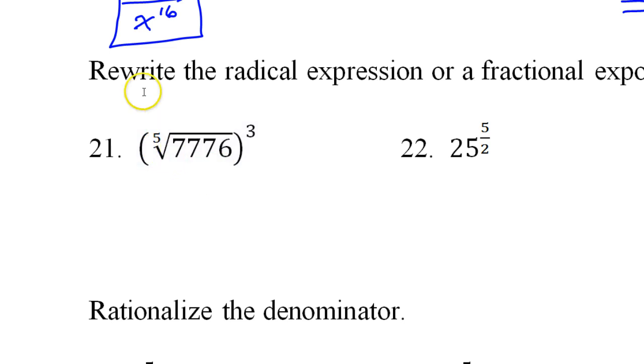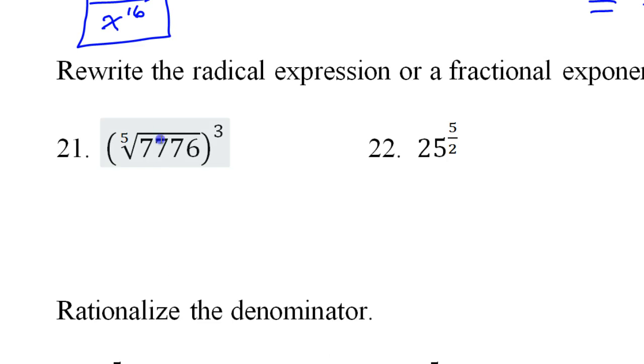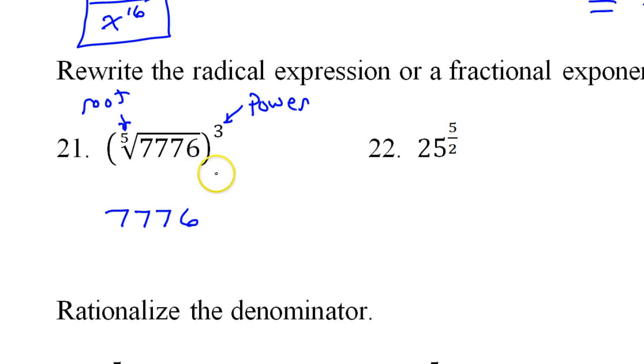Okay, so we're supposed to rewrite the radical expression as a fractional exponent and then evaluate. Well, if I rewrite this radical expression, then in terms of power and root, 3 is the power and 5 is the root. So if I rewrite this, I have 7,776. Remember that we do power over root. So that's going to be 3 over 5. That's going to be the 3/5 power.